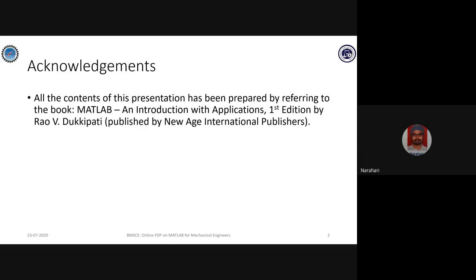The contents are from a book by Rao V. Dukkipati, MATLAB: An Introduction with Applications. It's a really nice book. If you can procure it, can lay your hand upon it, you should consider going through this one for nice practical applications of MATLAB in the mechanical engineering domain.